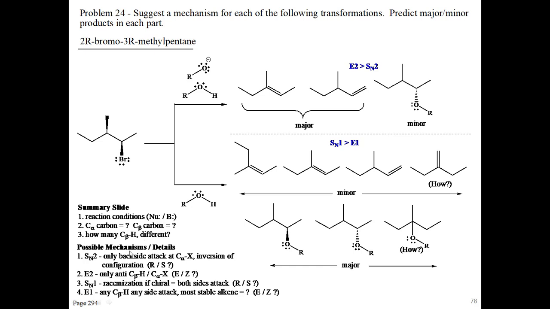So our possible mechanisms: if it's SN2, we only do backside attack at C alpha, inversion of configuration. If it's E2, we only do anti-C beta H C alpha X, and that will lead to a specific E or Z result. If it's SN1, we get an attack from top and bottom. If it's chiral, it could be R and S. E1 could be from either side with any C beta H, and so that means a lot of E and Z possibilities.